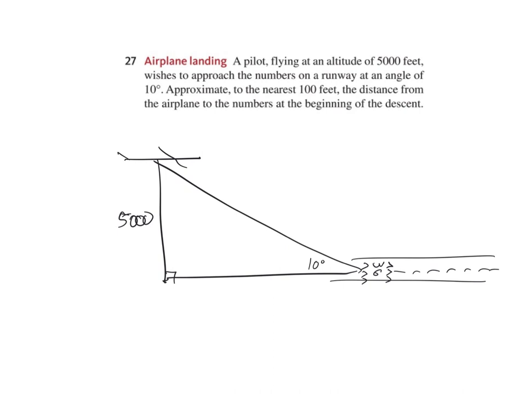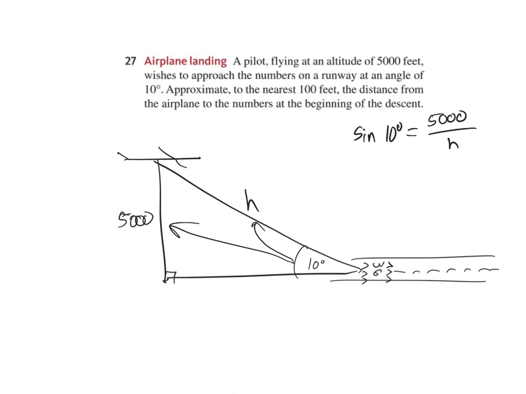Next. So the pilot's flying at 5,000 feet. He's 10 degrees from the runway as far as that is concerned. He wants the distance from the airplane to the numbers. So it wants the hypotenuse here. We need to figure that out. This is your corner we're going from. So we have the opposite leg and the hypotenuse, that's sine. So the sine of 10 degrees is equal to the opposite leg over the hypotenuse.